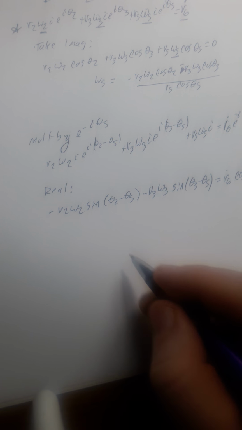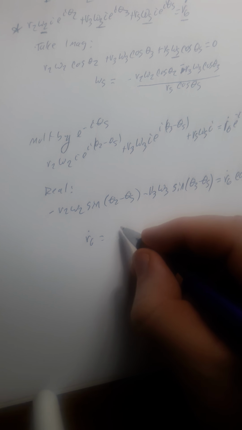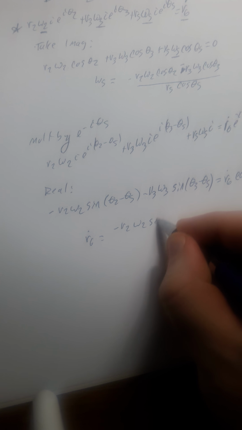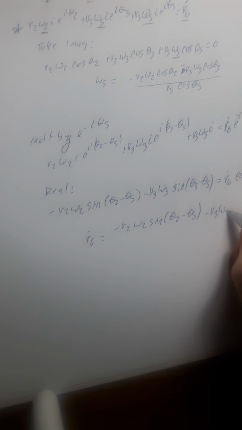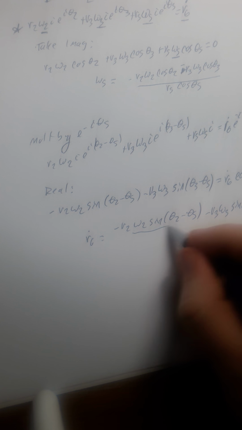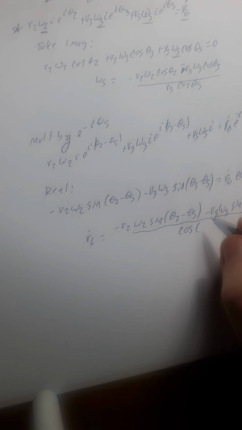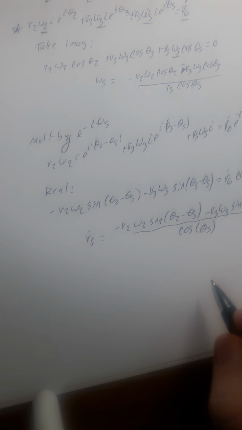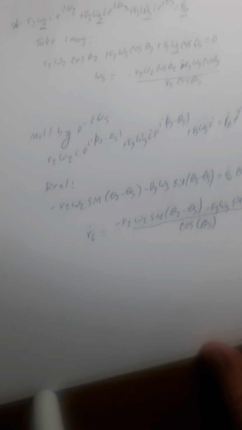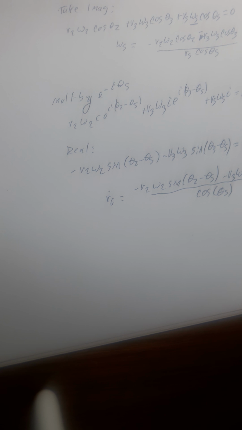We can then rearrange that and get R6 dot is equal to minus R2 omega 2 sine theta 2 minus theta 5 minus R3 omega 3 sine theta 3 minus theta 5, all divided by cosine of minus theta 5. And since cosine of minus x is the same as cosine of x, I can just write that as cosine theta 5. And so I now have equations for everything I need, which just means I have to get measurements for everything, and I can solve the problem.